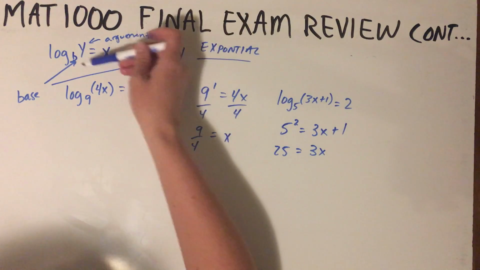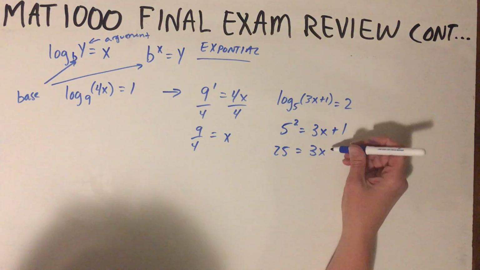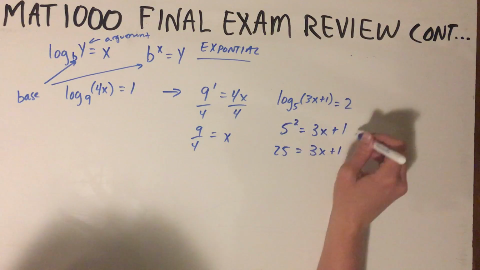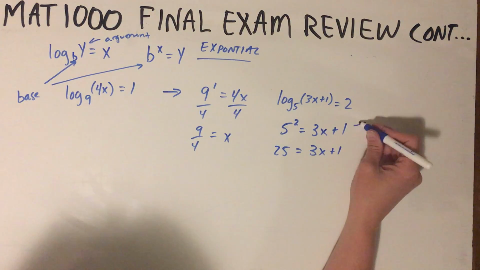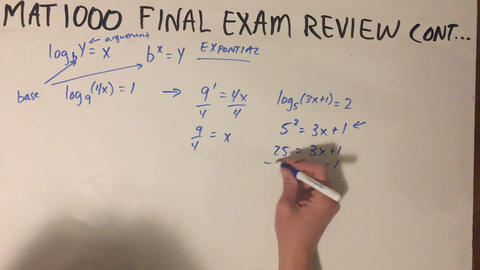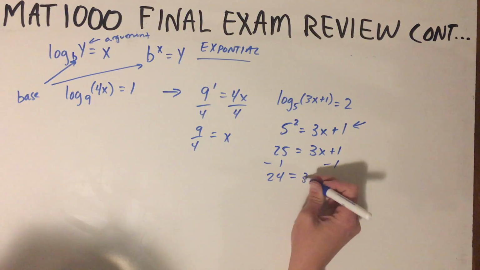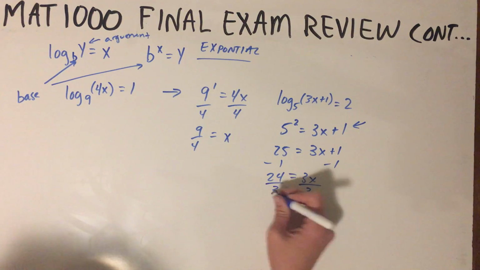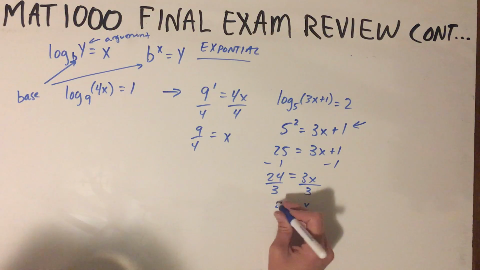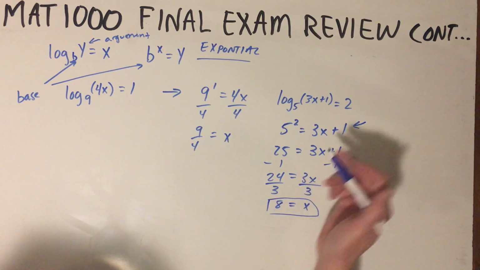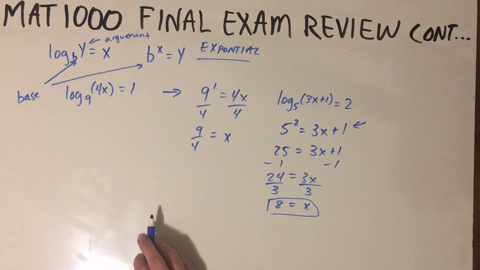Once you can get from log form to exponential form, you're good to go. You're golden. This is exponential form right here. We can solve this. I'm going to subtract 1, get 24 is equal to 3x, divided by the 3, and x is going to be equal to 8. Okay, piece of cake, once we get it in this exponential form.